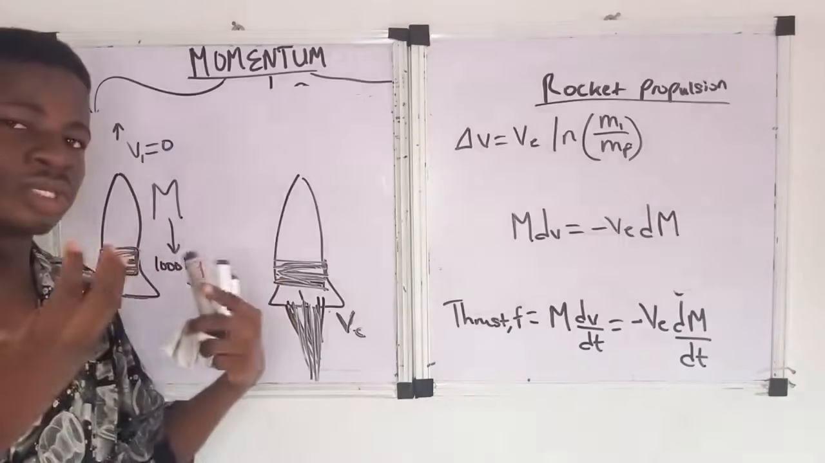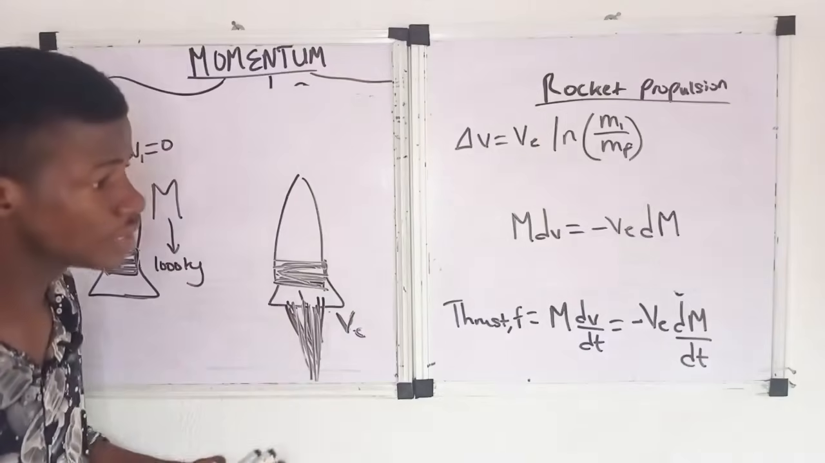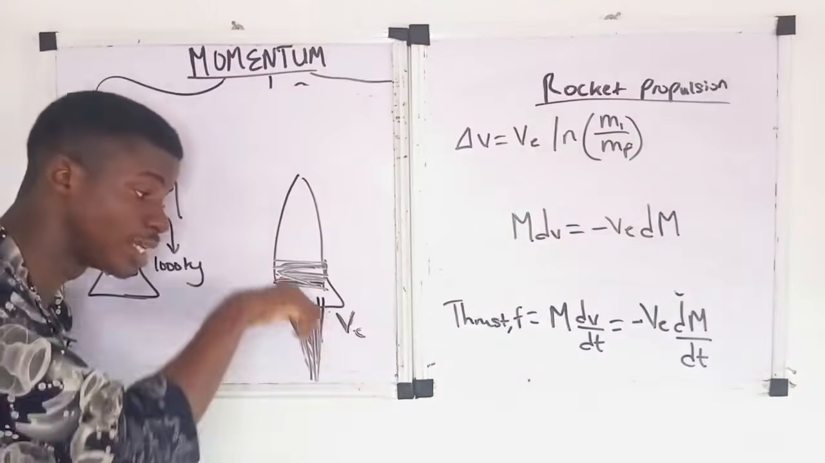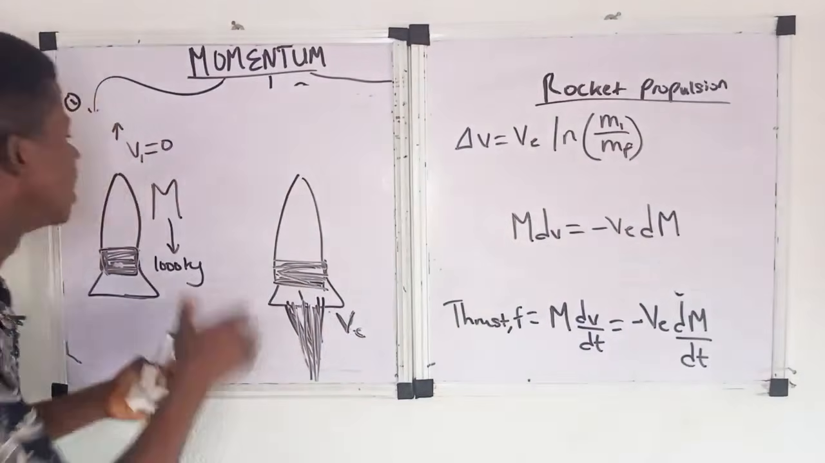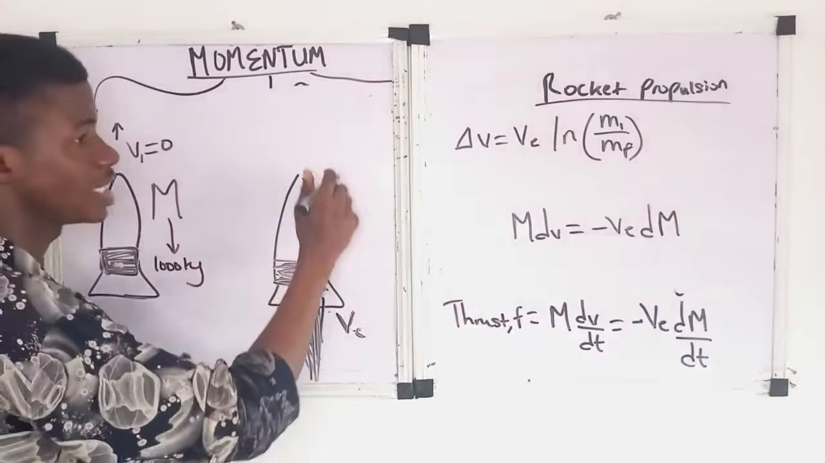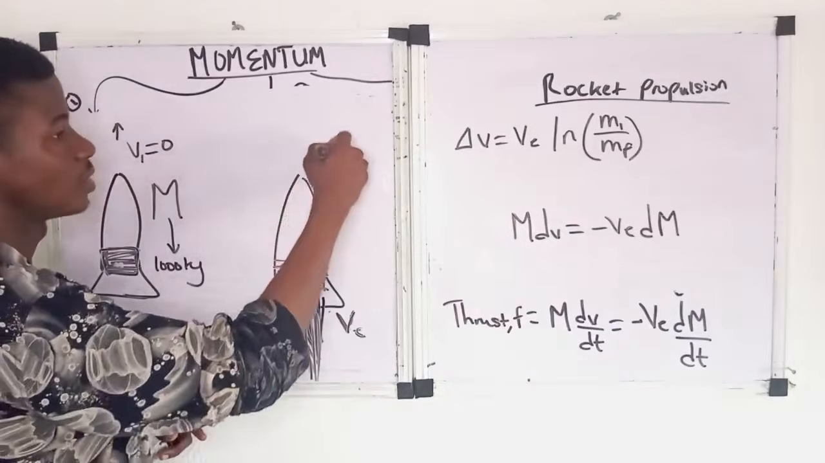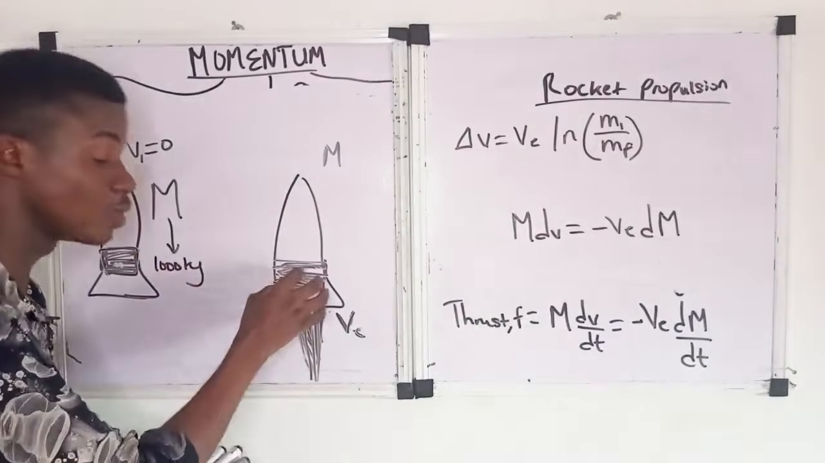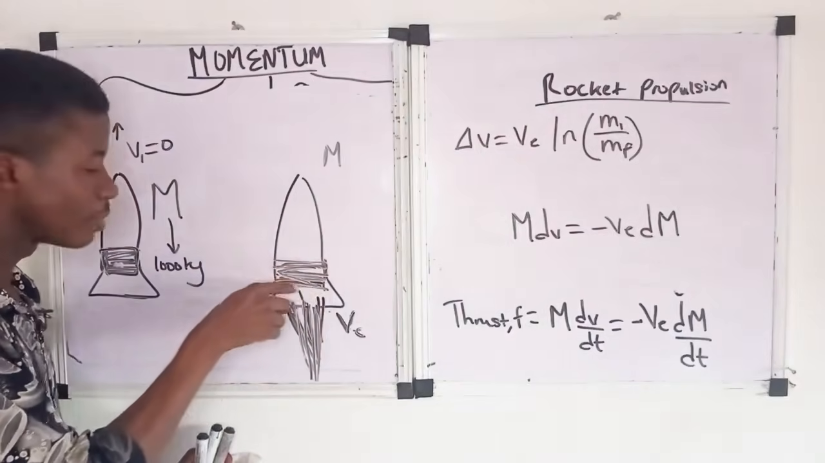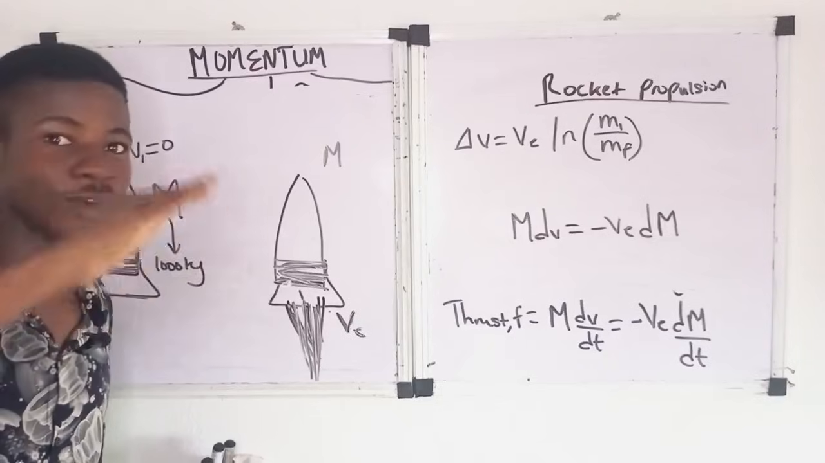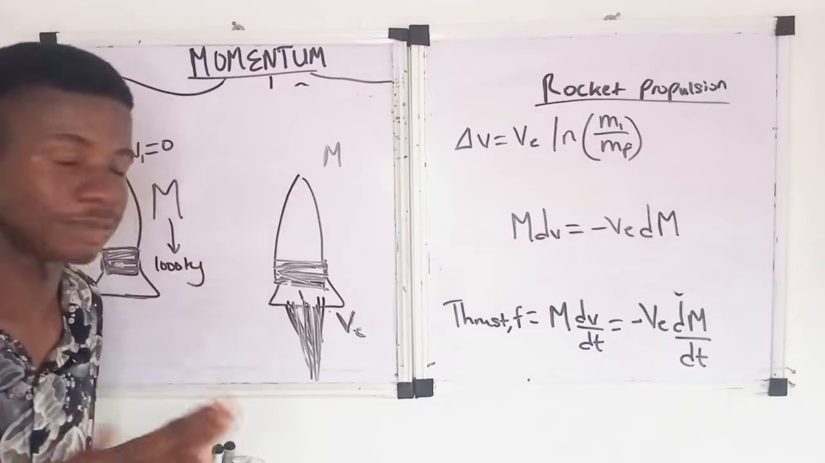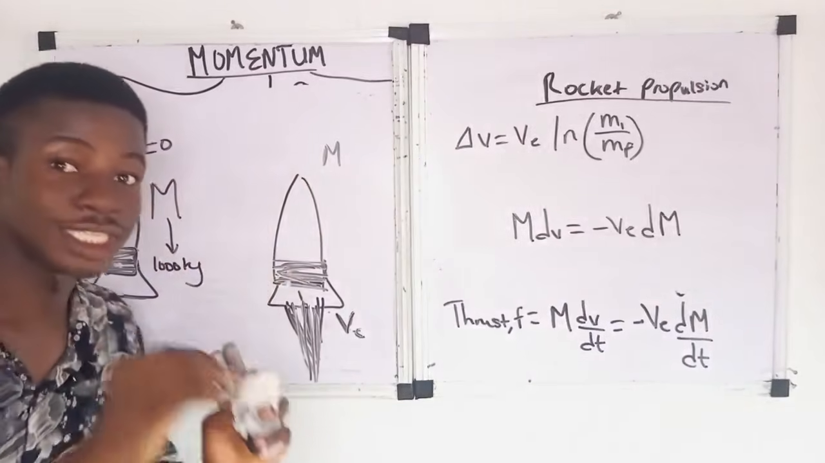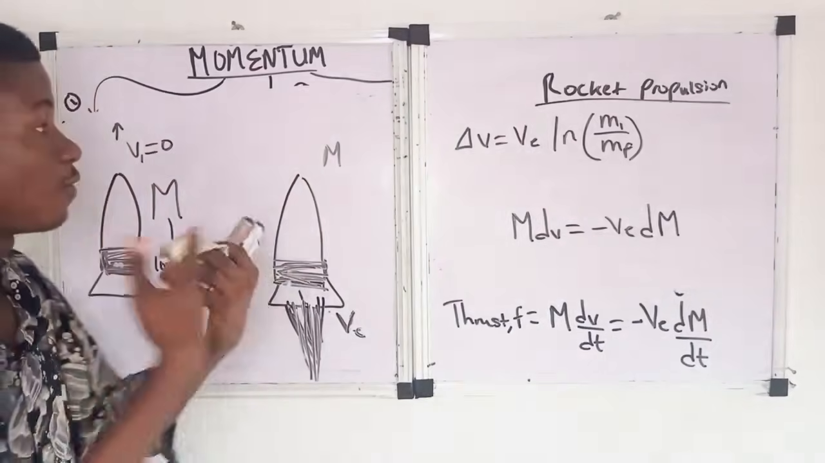But when we start burning the fuel little by little, this is the velocity of the exhaust. Now, what will happen to its mass? When we launch the rocket and start burning the fuel, the mass of the fuel will start decreasing little by little as we burn the fuel.